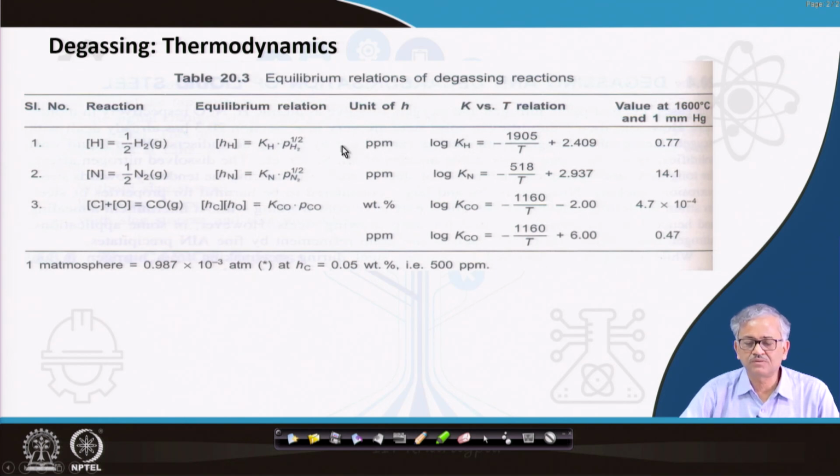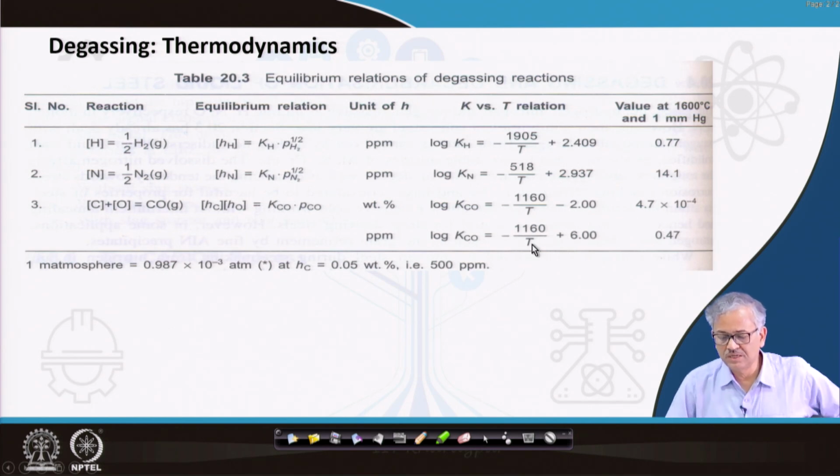Okay, simply you can write it in terms of weight percent, or you can write it in terms of ppm. In the case of ppm, this is the relevant correlation between the Henry's law coefficient and the temperature. Similarly, for nitrogen, if you write the nitrogen reaction equilibrium relation like this, and then express the Henrian activity of nitrogen in terms of ppm, then the corresponding relationship is this. That is the Henry's law constant and the temperature. This relation is like this. Similarly, the other relations are given.